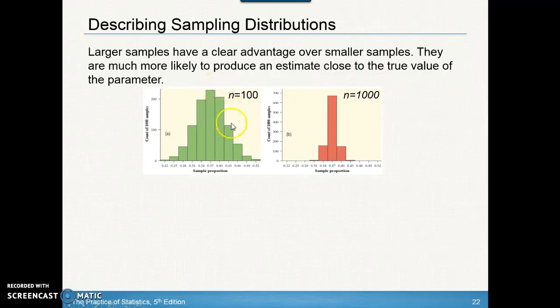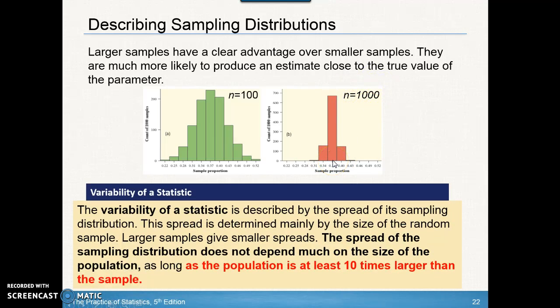Notice the variability, or the spread, here. The sample proportions go from 0.22 to 0.52. That's a pretty big spread. But over here, when I did 100 samples of size 1000, there's a few at 0.31 and 0.43, but most of them are much more precise, at 0.34 to 0.40, and they're much more clustered about the same proportion. So the larger the sample you have, the less variability you're going to have in your distribution.